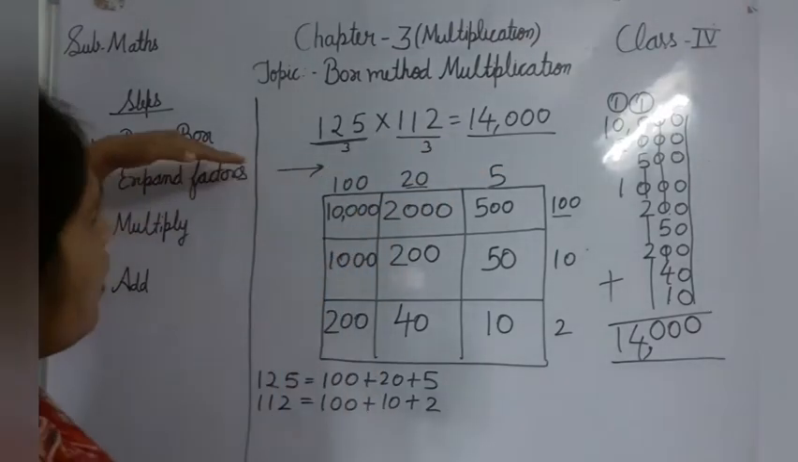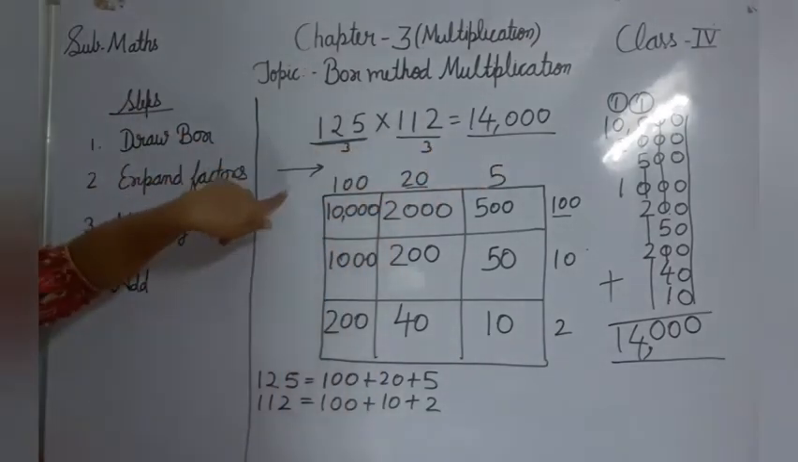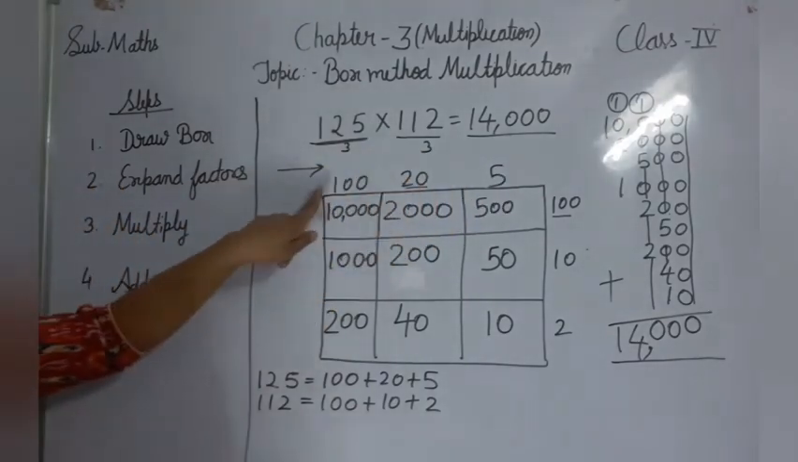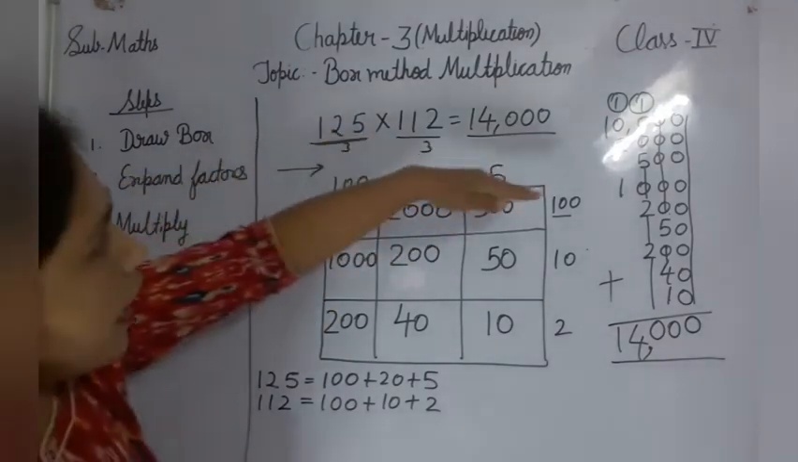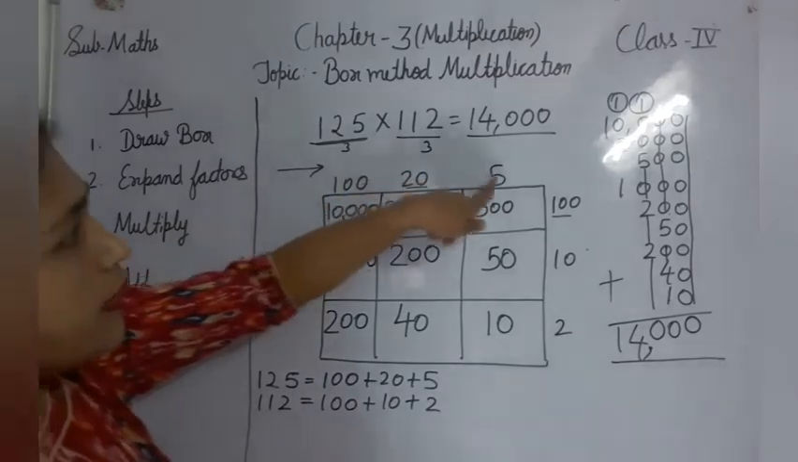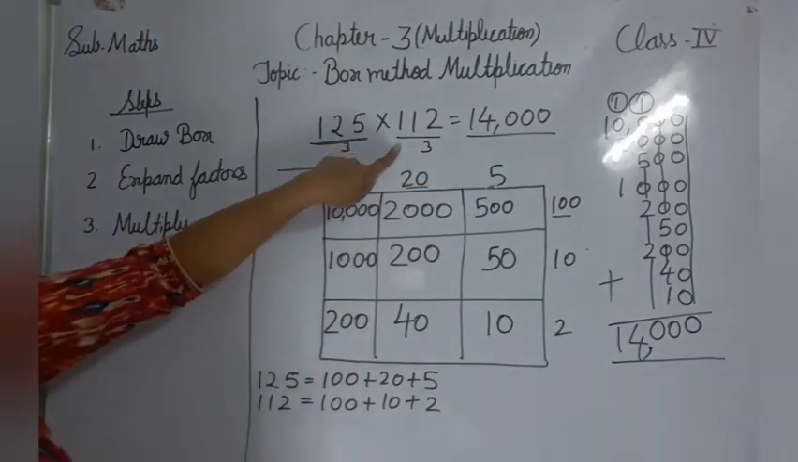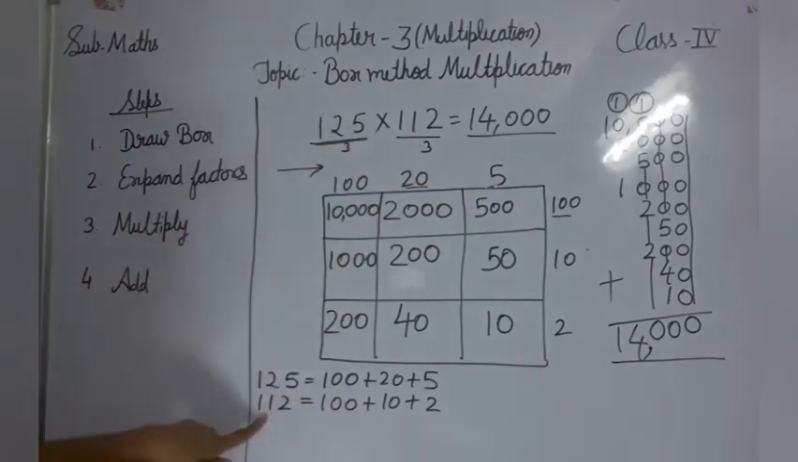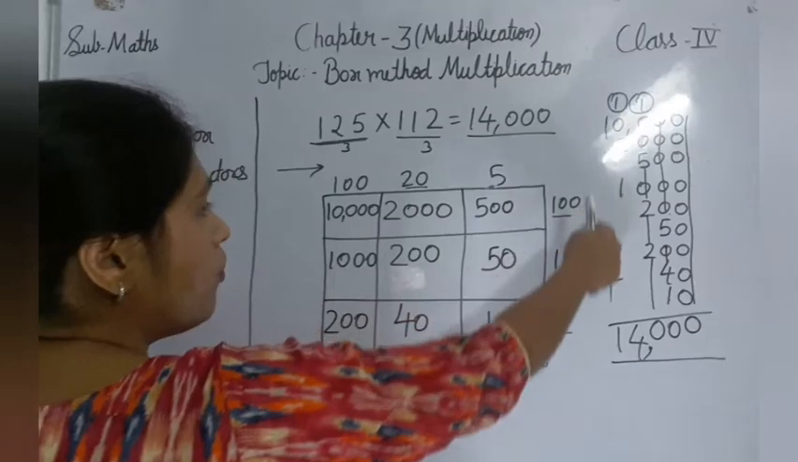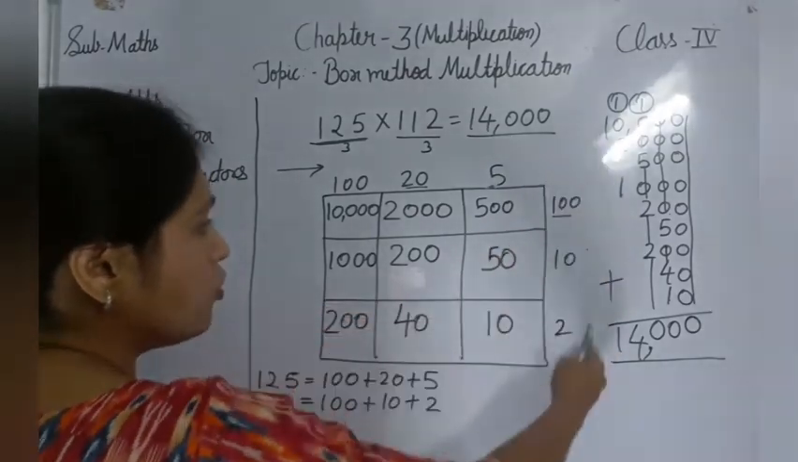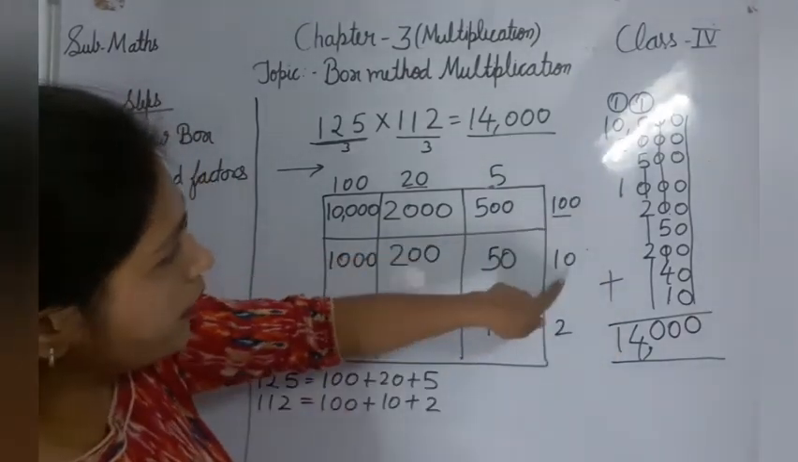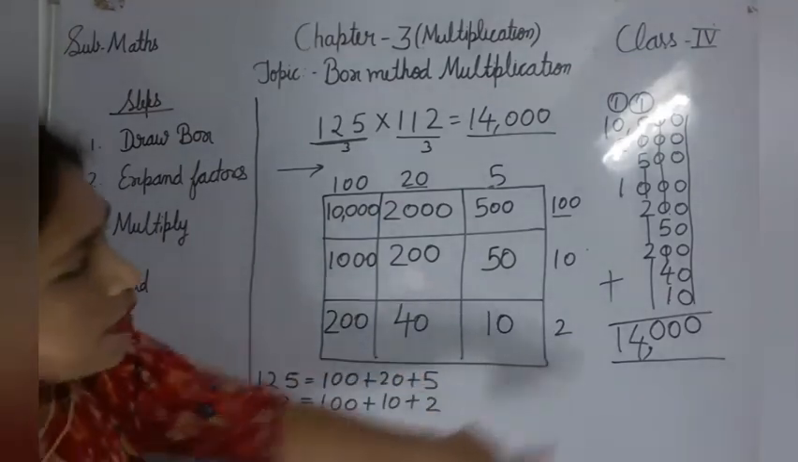We are moving left to right here. You will not write 125 here. This is wrong. Left to right. First 100, then 20, then 5. What is the second number? 112. The expanded form of 112 is 100 plus 10 plus 2. So top to bottom. Yes, top to bottom. So 100, 10 and 2. I have written here.